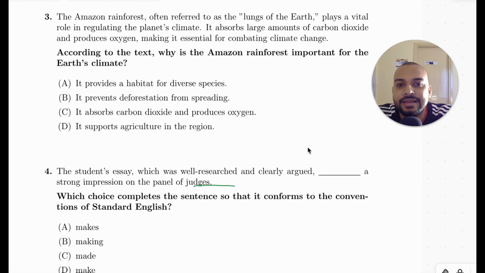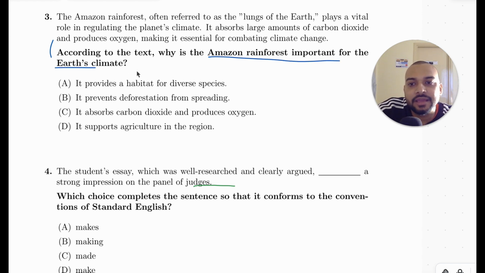Question number 3. Let's look at the question instruction. According to the text, why is the Amazon rainforest important for the Earth's climate? The exact thing you need to answer, from the passage, is why the Amazon rainforest is important for the Earth's climate. Okay. Now let's look at the passage to find exactly the answer to this question.